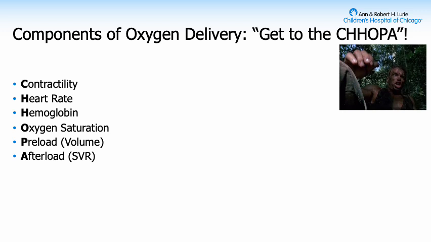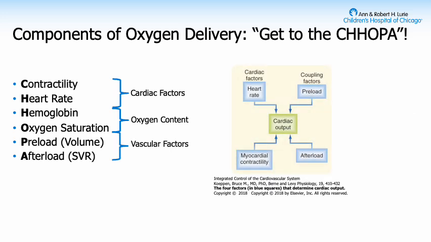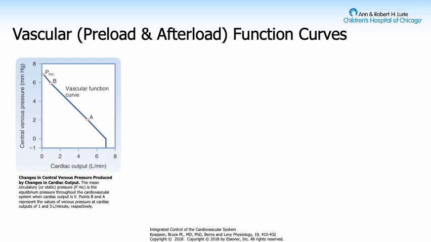The nice thing about this acronym is that the first two of those are known as the cardiac factors. The next two form that oxygen content that we talked about, and the last two are vascular factors. And the cardiac and vascular factors together, sometimes you'll see the vascular ones called coupling factors. Those four together are what impact cardiac output. So let's look at those vascular factors first.